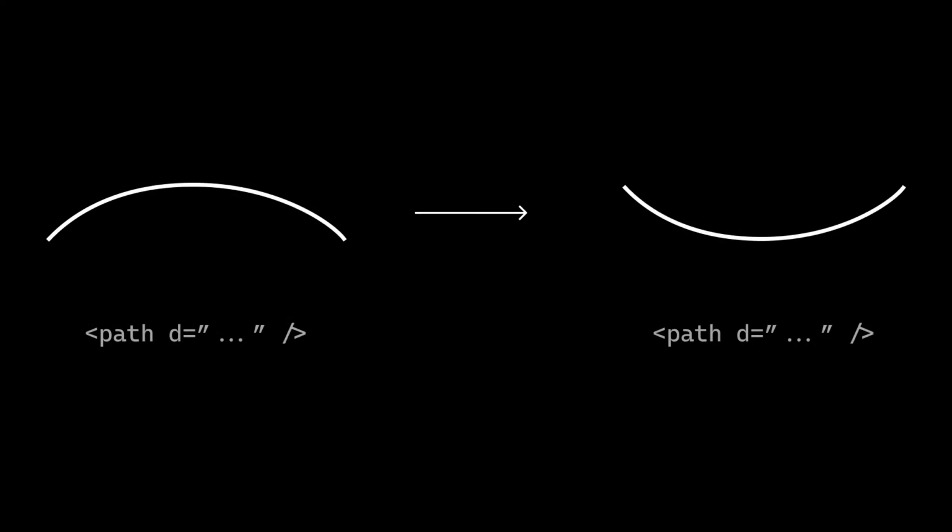Alright, so let's say we've got these two curves. One of them looks more like a frowning mouth and the other one looks like a smiling mouth. And both of them would probably be denoted by the path element in SVG. So the question is, what needs to change in the path element to turn the frowning mouth into the smiling mouth?